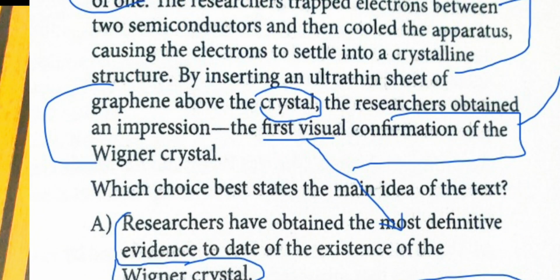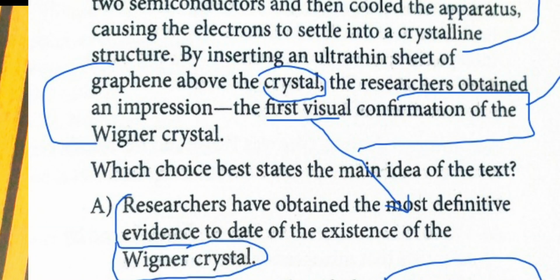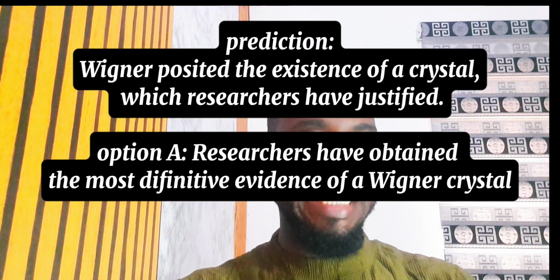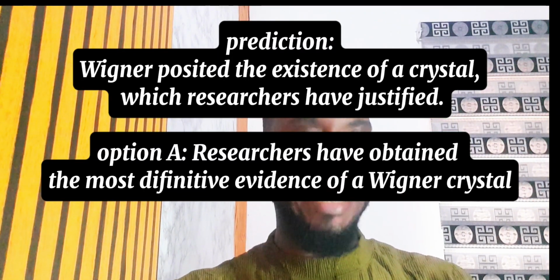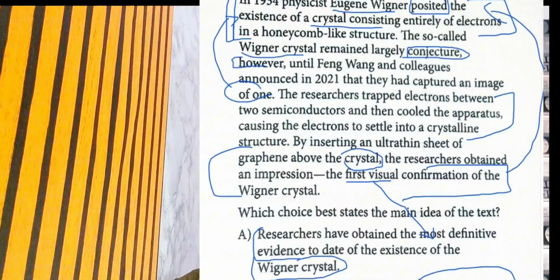So there is nothing. They have obtained the most definitive, the first visual. So you see, I can justify every single word. That is the best way to get your right answer. Every single word can be justified, number one. Number two, it must align with your prediction. So this seems to align with my prediction, number one. Number two, I can see every word. We just have obtained the most definitive, the first visual confirmation.